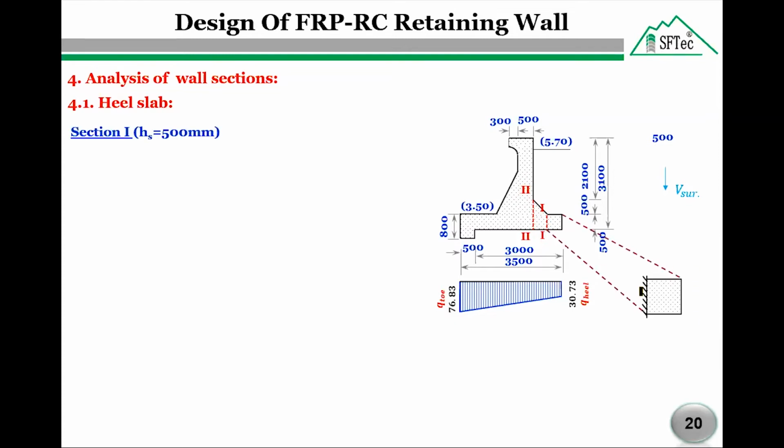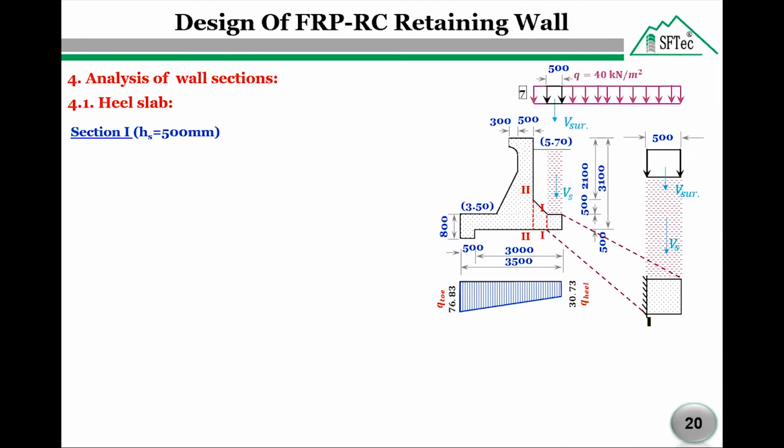For section number 1, the acting loads are the surcharge, the backfill soil, and the own weight of the heel slab at section 1-1.